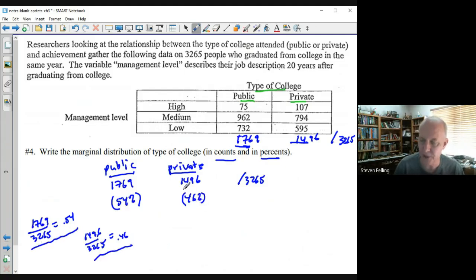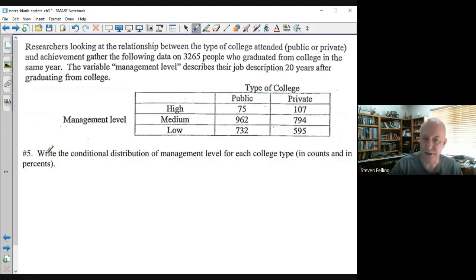Okay? All right, and then number 5, same data, but now we want to write the conditional distribution of management level for each college type in both counts and percents. Okay, so first of all, this is a distribution of management level. Okay, so that means we have management level. So we're going to have high, medium, low.